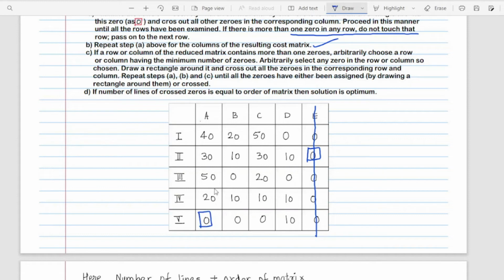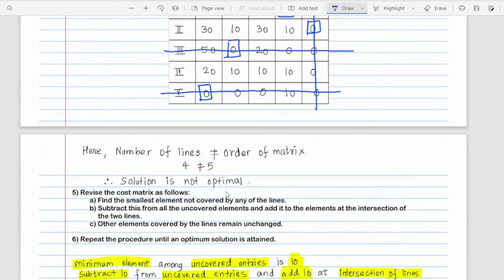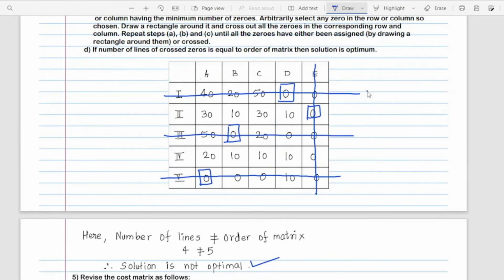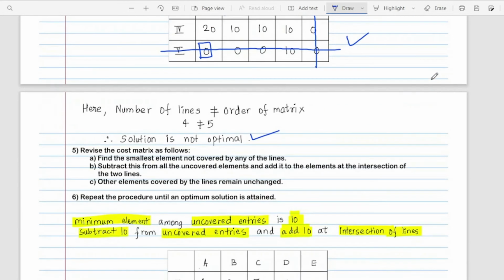In the columns, where there is only one zero, we cancel out all other zeros from that row. In the second column we have only one zero, so cancel out all entries from the row. In the third column there is no zero. In the fourth column we have only one zero, so we cancel out all the entries from the row. Here the number of lines and the order of the matrix are not equal, which means the solution is not optimal. The number of lines is 4, that is 1, 2, 3 and 4, and the order of the matrix is 5, which is not equal.